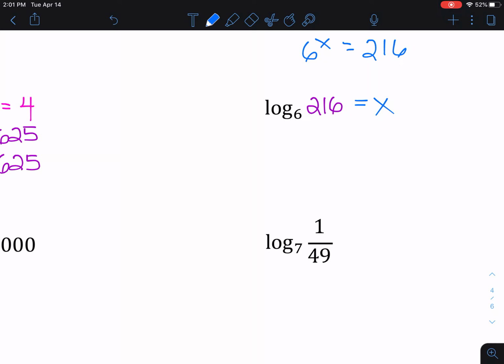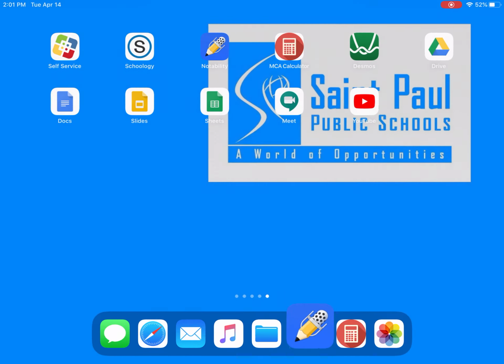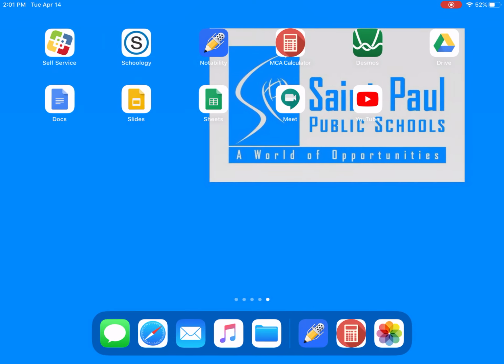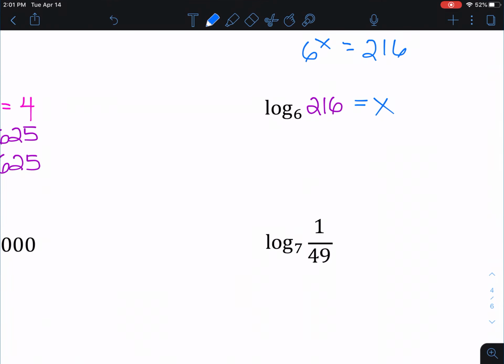So what is that? So again, play around on your calculator. You might say 6 to the third power. Boom, right away, there it is. All right, so it's 3. So you're going to go say, well, cool. That means log base 6 of 216 is equal to 3. So I'm going to erase this and put a 3, because I know that 6 to the third power gives me 216. Okay?